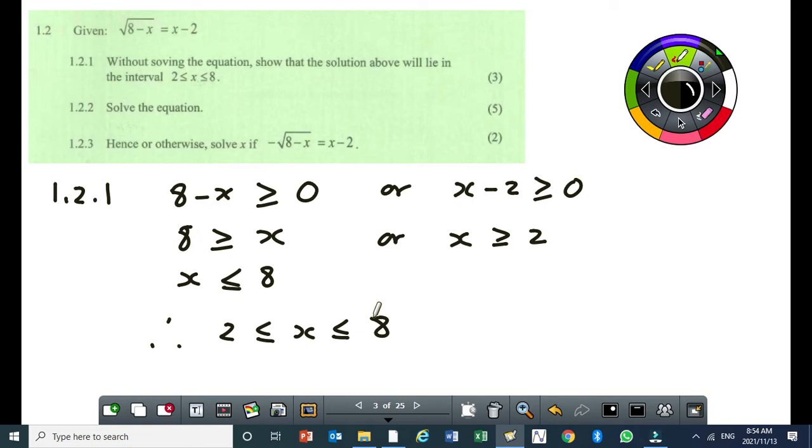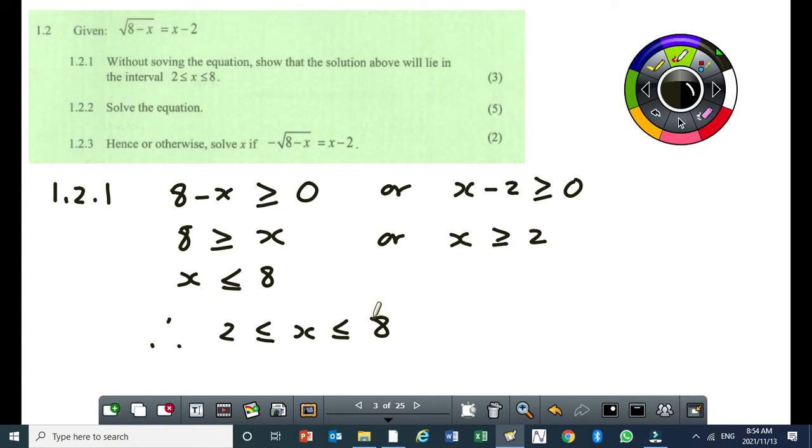Okay? So this is more like a level 3 question. It's not level 1 or 2 because it requires you to be aware that in order for you to provide a solution there without solving the same equation, you need to be aware that 8 minus x must be greater than or equal to 0. And also the x minus 2 has to be greater than or equal to 0.